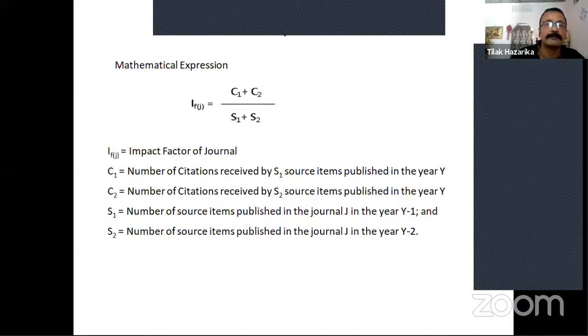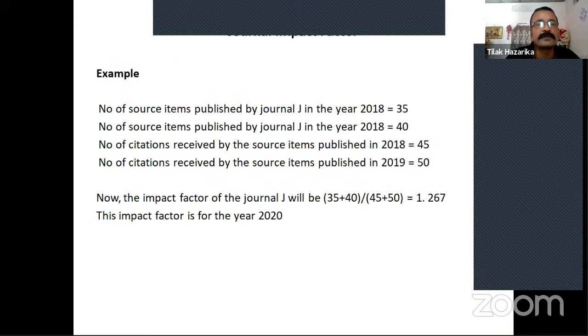I'm giving a simple example. Say, for example, the number of source items published in journal J in the year 2018 is 35, and the number of source items published in journal J in the year 2019 is 40. And again, out of the published articles, the number of citations received in year 1 is 45, and the number of citations received by the source items published in 2019, the subsequent year, is 50.